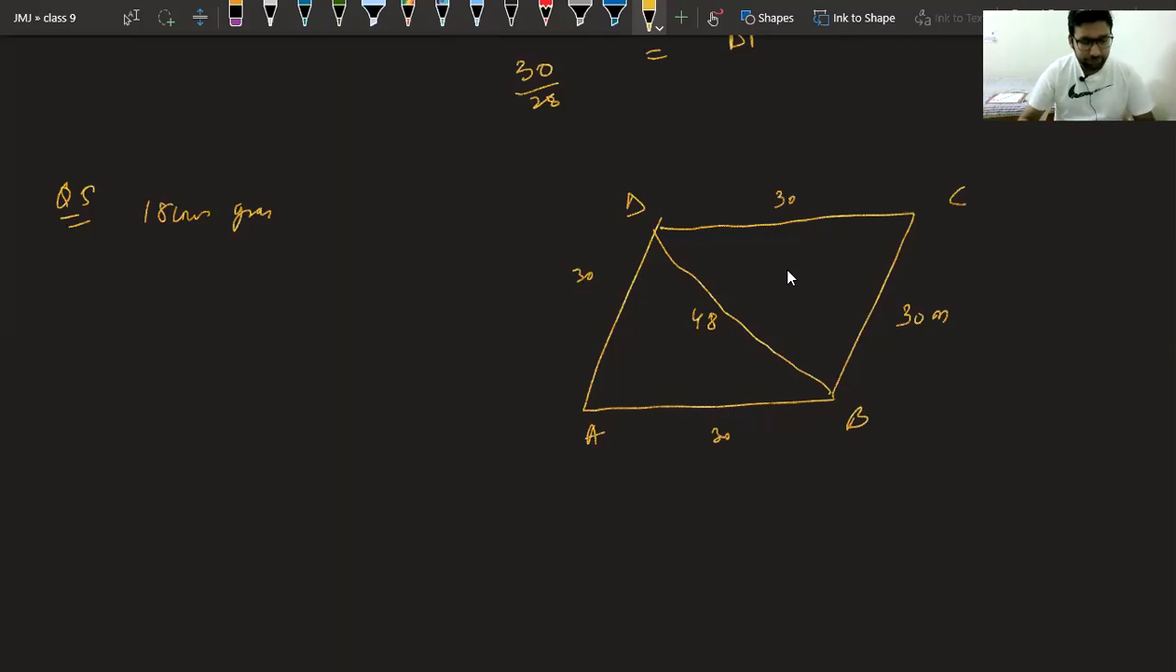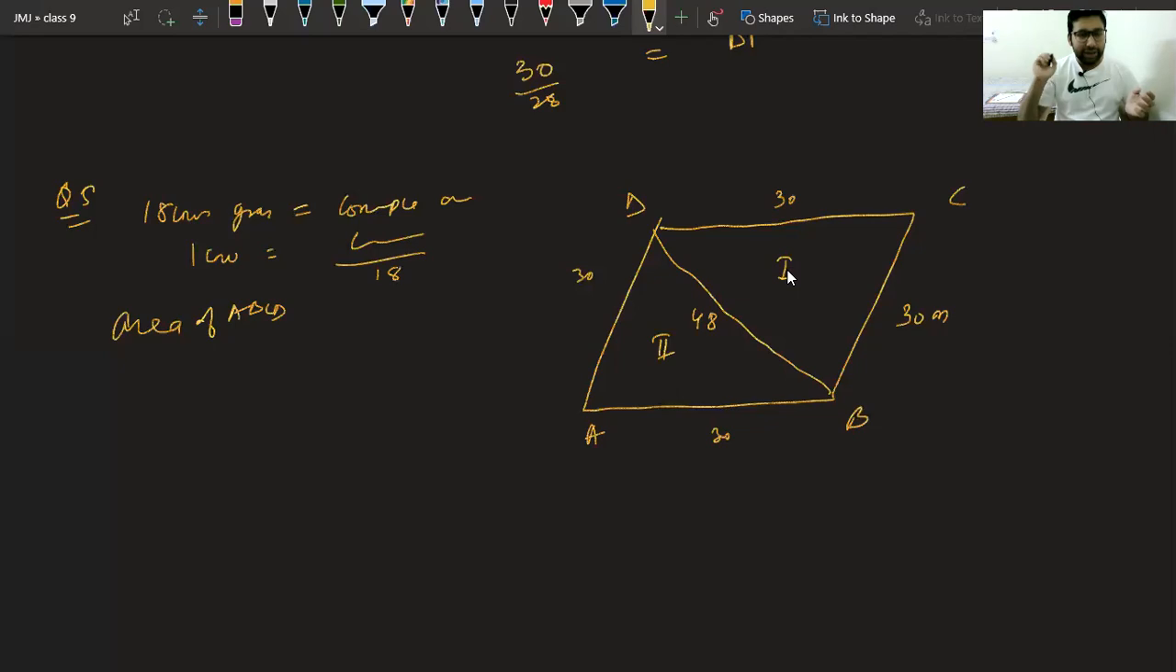Moksh, the question is saying we have a rhombus shaped field on which 18 cows graze. 18 गाय यहाँ पर घास चरती हैं. Now we have to find how much area one cow is eating. For that we will first find the area of complete ABCD. We can find that by Heron's formula in the first triangle, and do it twice for the second triangle. So we have the complete area. 18 cows, complete area, so one cow equals complete area upon 18.